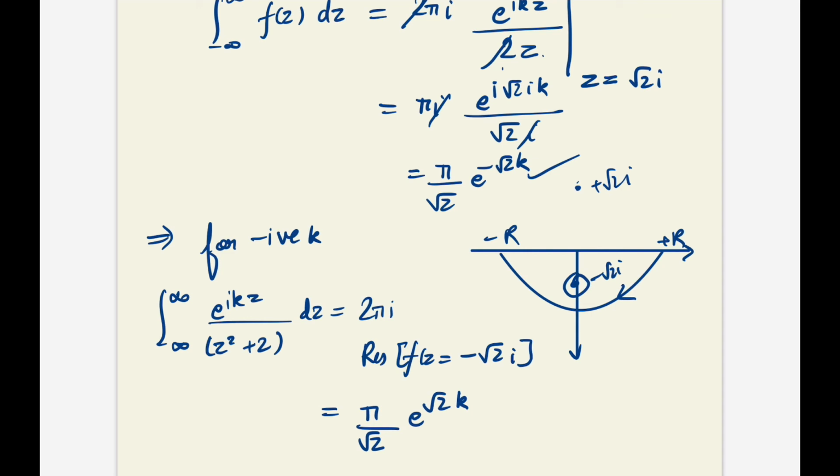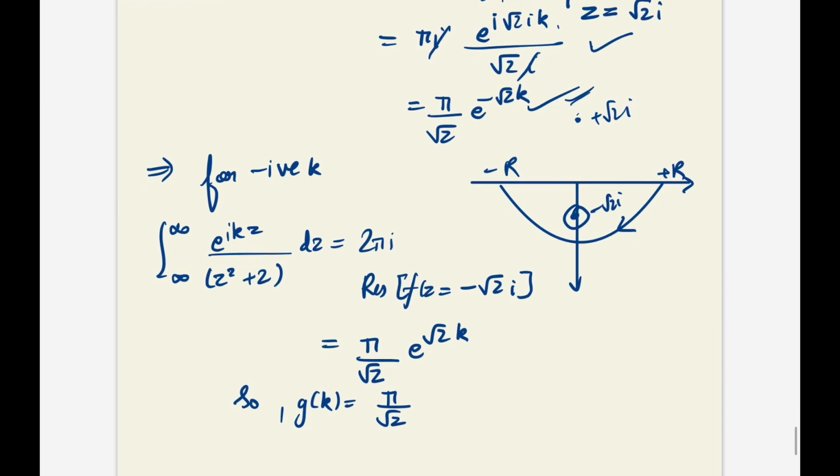Only difference will be, in this step we will put minus root 2i k, minus root 2i. When minus root 2i is put, then this step will become root 2k, that will be positive, the exponential will be positive. So g of k is equal to pi by root 2, that is the finalized form, the final integral solution is e to the power minus root 2 k.